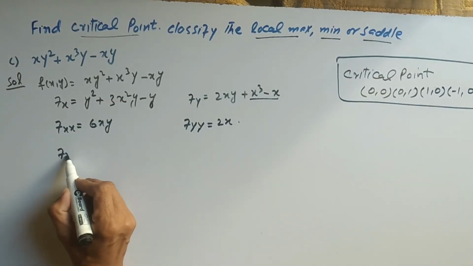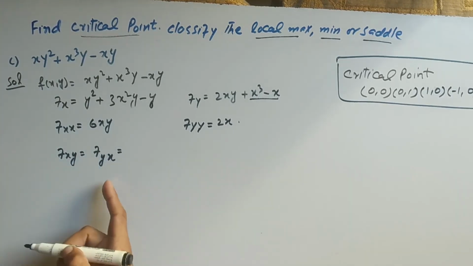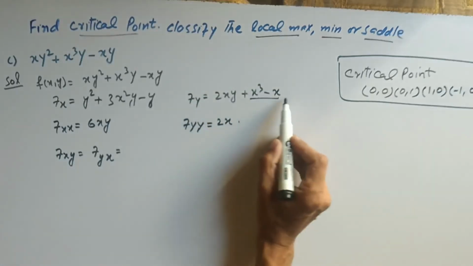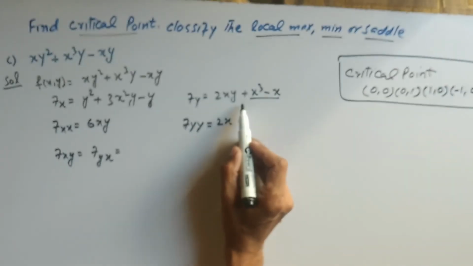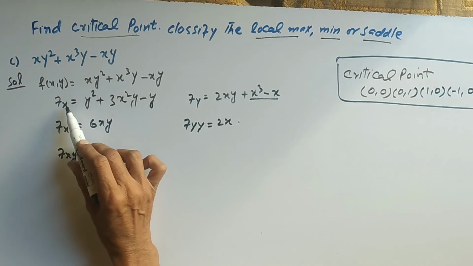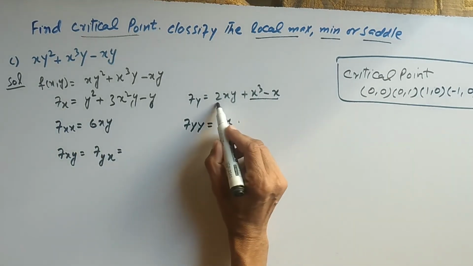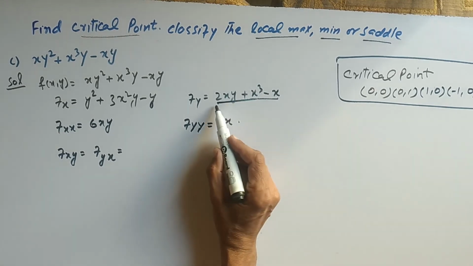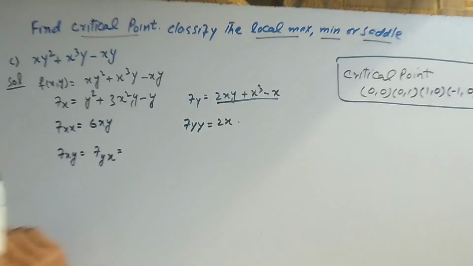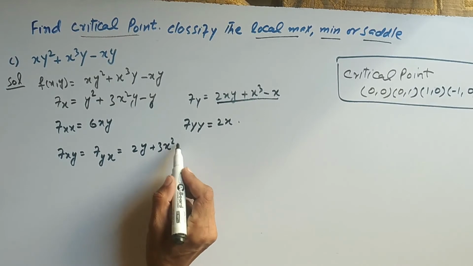Now f of xy, which is equal to f of yx. This will be f of y with respect to x, or either you can calculate from f of x with respect to y. So you can calculate anywhere. I will calculate from f of yx. f of y by x will be 2y plus 3x square minus 1.